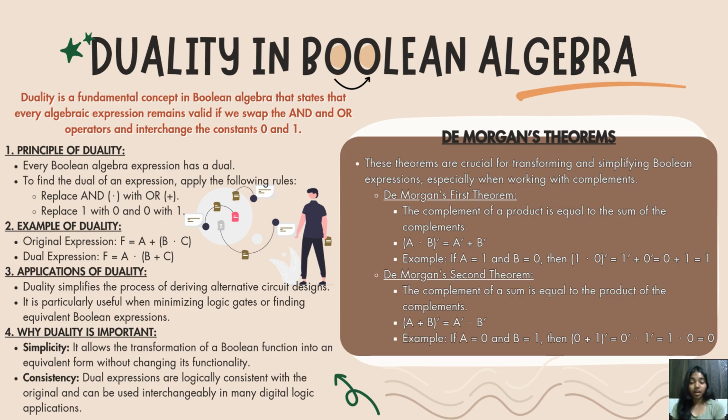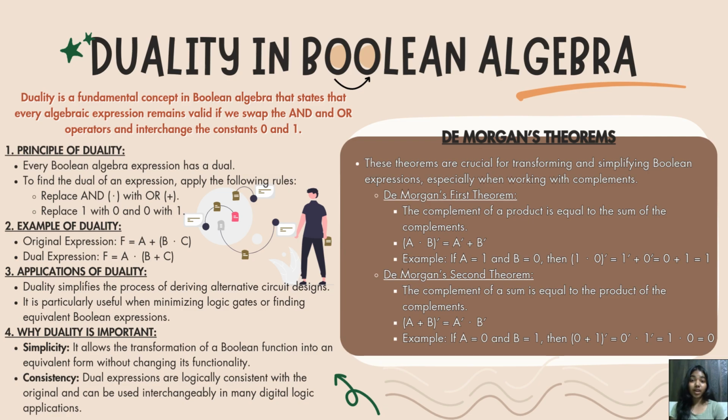Applications of duality. Duality simplifies the process of deriving alternative circuit designs, and it is particularly useful when minimizing logic gates or finding equivalent Boolean expressions. Duality is important because of its simplicity and consistency. It allows the transformation of a Boolean function into an equivalent form without changing its functionality. Also, dual expressions are logically consistent with the original and can be used interchangeably in many digital logic applications.